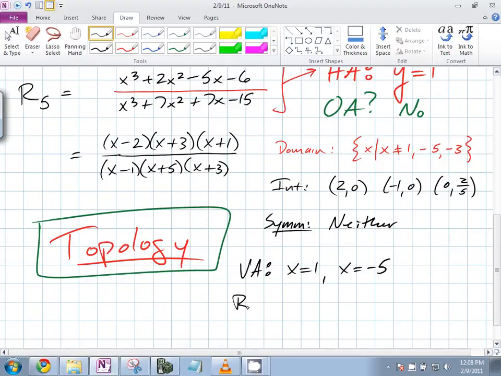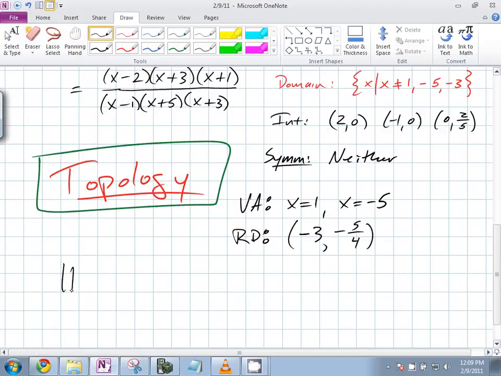The removal of discontinuity occurs where? No. It's -3, comma, negative 5 over 1. Do you agree with that? Once you simplify, you have to plug it back in. Okay, that's a good analysis so far. Good job. And now we actually already did this, HACOA.